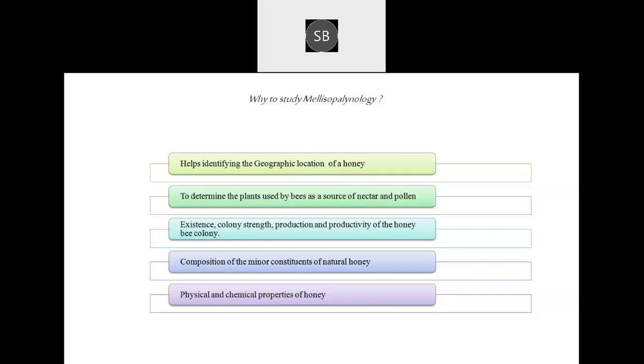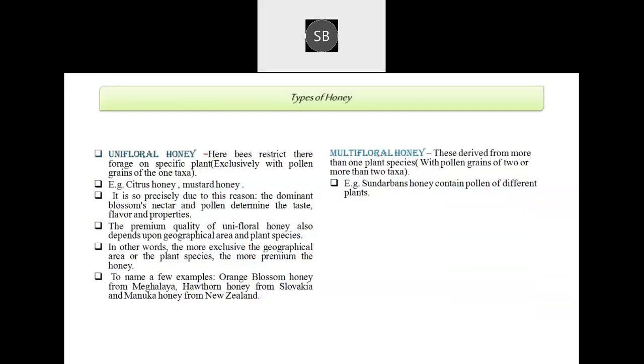The composition of minor constituents of honey varies with location, with the nectar sources and also with different climatic conditions. The diversity of the physical and chemical properties of honey, like its color, flavor, moisture, and content of protein and sugar, everything depends on the nectar and pollen of the original plant. So this present work aims to provide information on the resource plants of bees, based on pollen morphological characters. Next slide, ma'am.